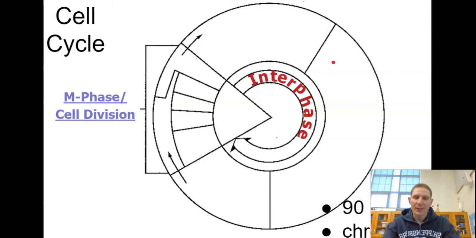Hey guys, we're going to be taking a look here today at the structure of DNA, and specifically we're going to be talking about chromosomes. Before we get into that though, let's remember that the cell cycle has these two major parts, right? We have interphase and we have cell division. And DNA takes different forms depending on what stage it's in.